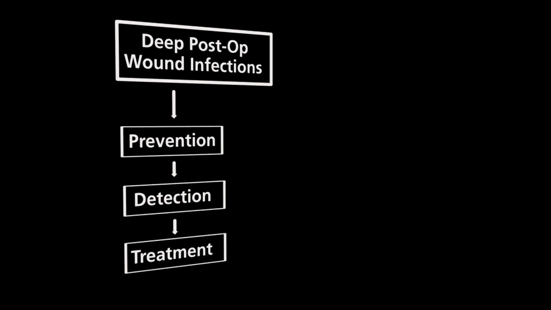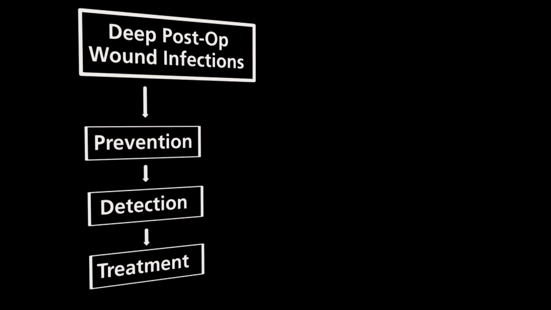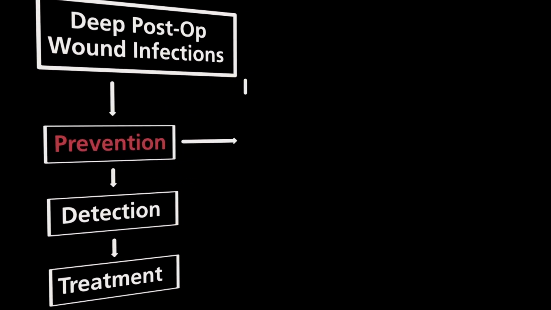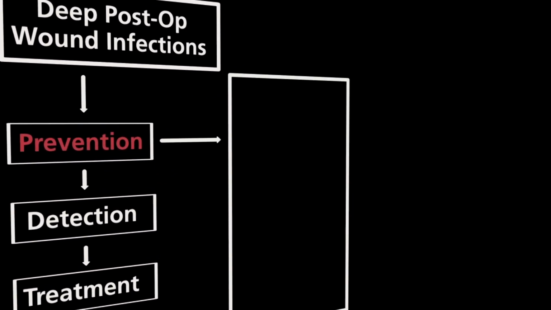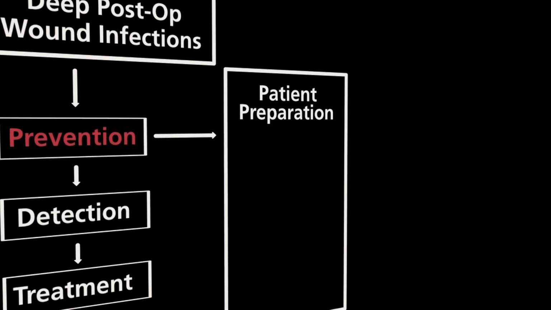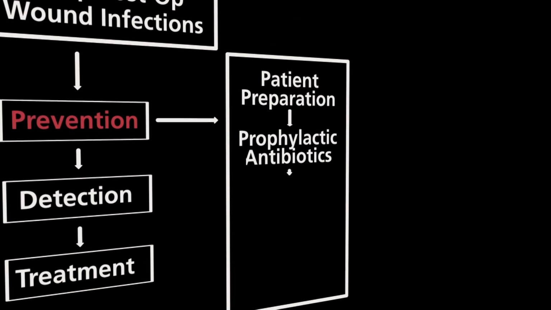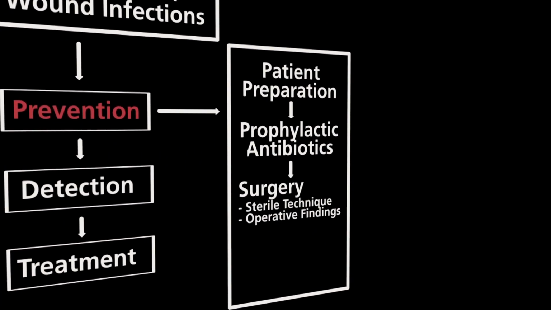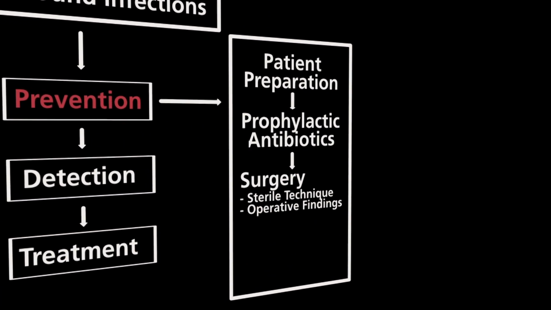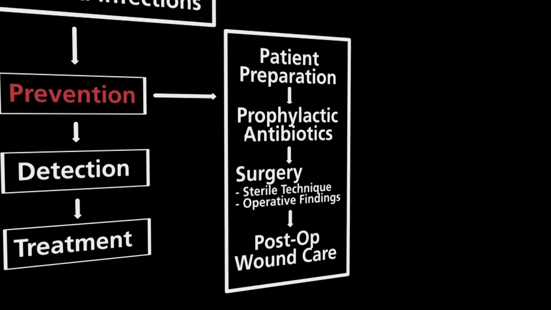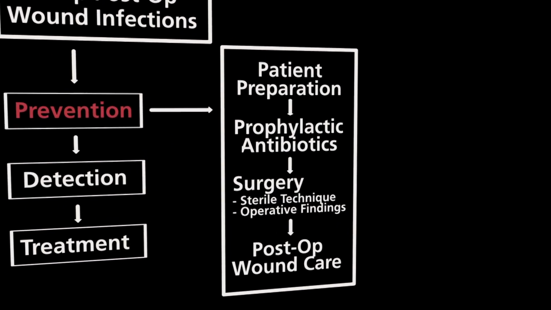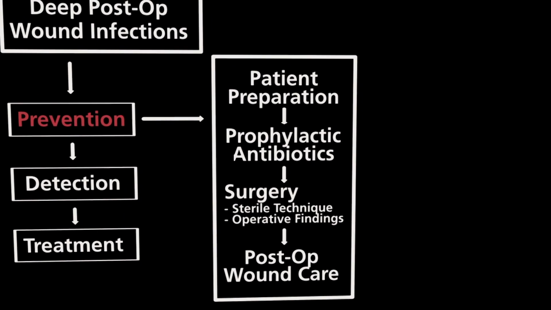They decided that their biggest opportunity came in the prevention step. Prevention itself had 4 sub-steps. Number 1, patient preparation before surgery. Number 2, the use of antibiotic prophylaxis during surgery. Number 3, sterile technique within the surgical procedure itself. And finally, post-op wound care. The team determined that their biggest opportunity was with antibiotic prophylaxis.